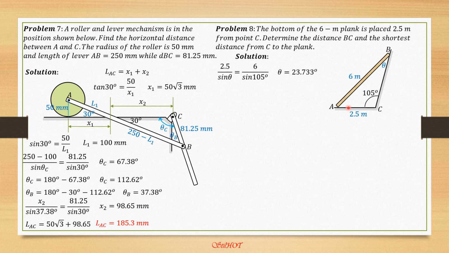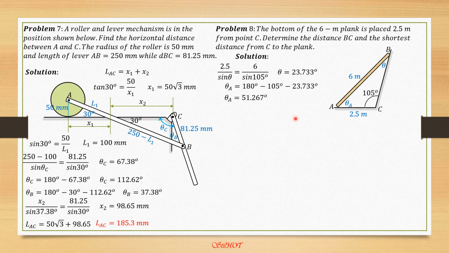So by the fact that the sum of the interior angles of a triangle is 180, theta A is 180 degrees minus 105 degrees minus 23.733 degrees. So theta A is 51.267 degrees.